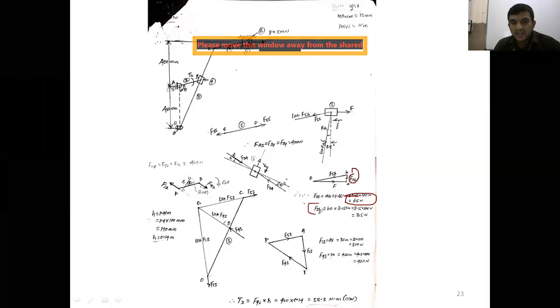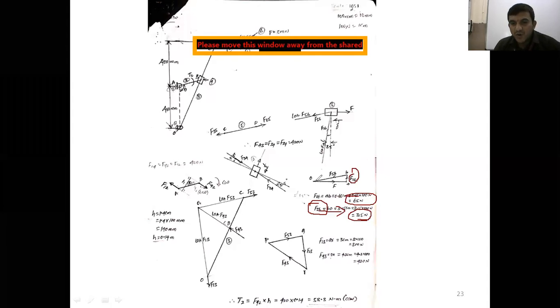Then measure OB. That is the length of the line OB, which shows F56, that is BO or OB. You get 3.15 centimeter. As you know that 1 centimeter is equal to 100 Newton, we will get how much here? 315 Newton. So F56 is nothing but how much? 315 Newton.